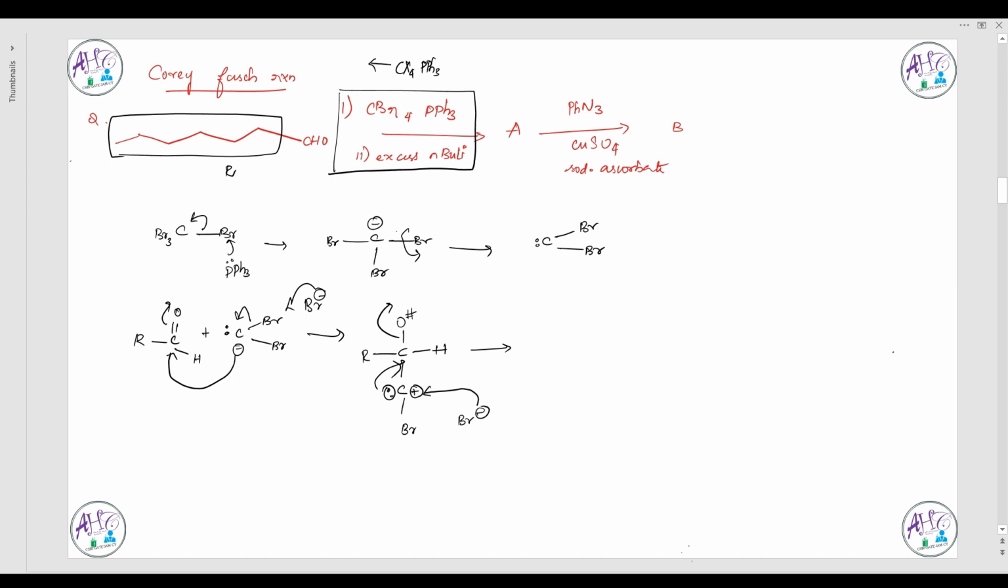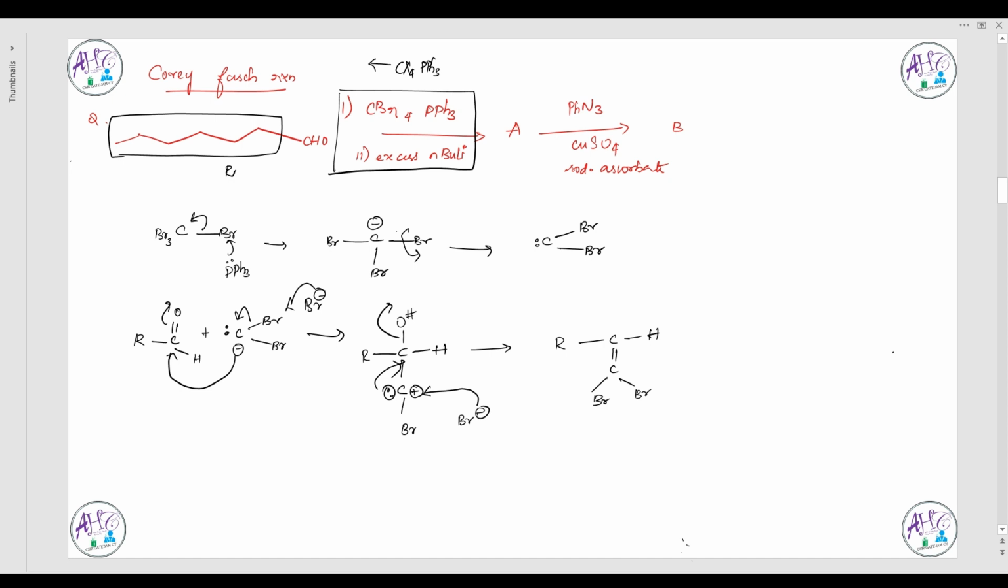This entire group will be removed. So thereby it forms an alkene like this. So this is your Corey-Fuchs reaction.